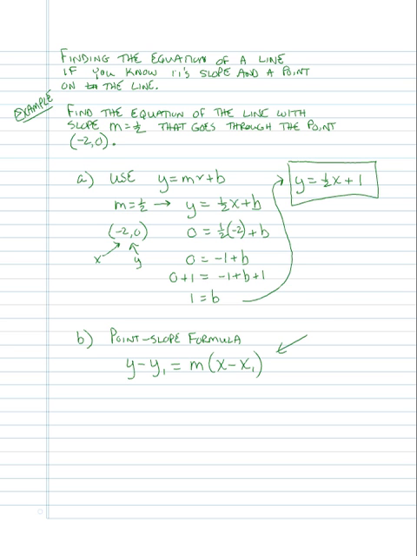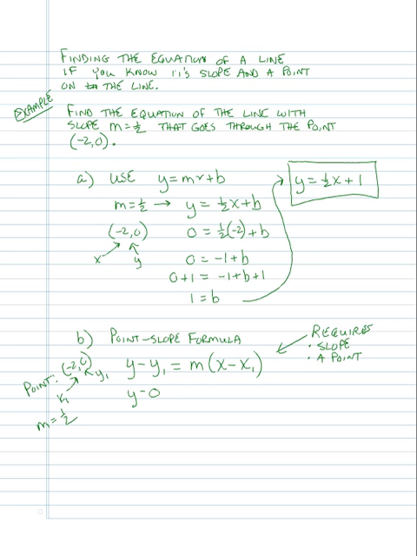To use it requires the slope and a point that's on the line. Well, we have that information. Above, we have a point that's on the line. Our point is (-2, 0). That's the x sub 1 of the point that's on the line, and that's the y sub 1, the y value that's on the line. And of course, we know from above, we were told the slope is 1/2.